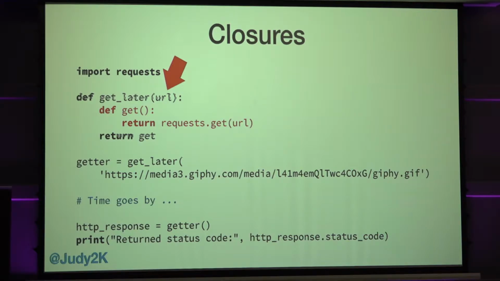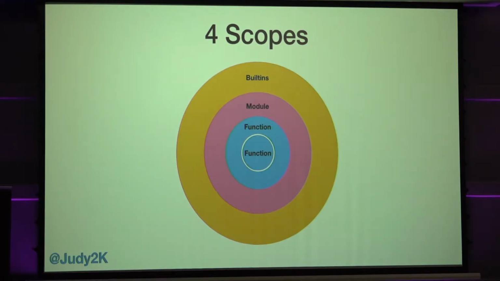What's weird about this, if you haven't seen it before, is this URL variable was passed into the outer function, and then it's accessed in the inner function. So actually this outer function has completed. By the time we call getter, getLater is finished and it's already returned its value. But you'll notice that for this to work, its state has to still be around. The variables that are defined inside getLater or available to getLater have to be stored until get is called and then disposed of.